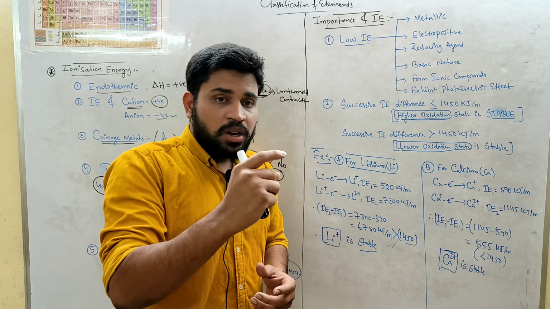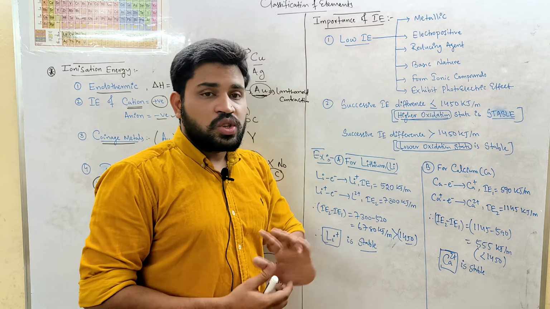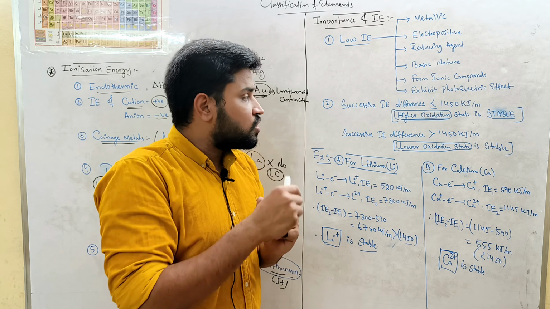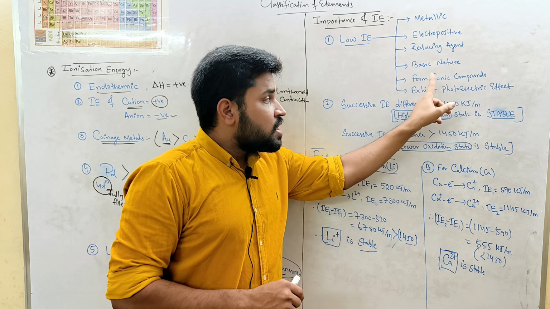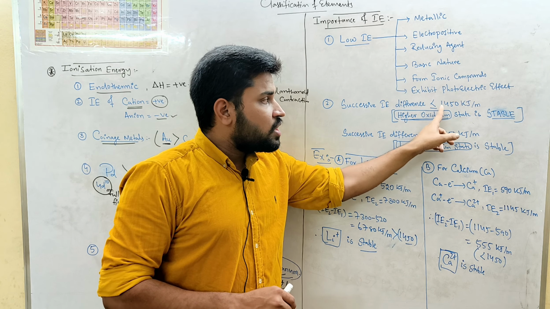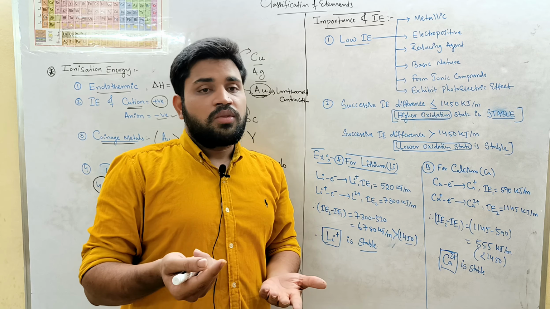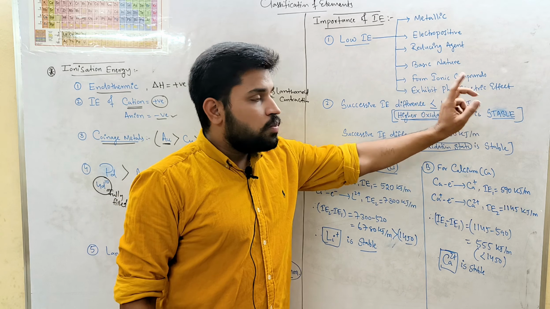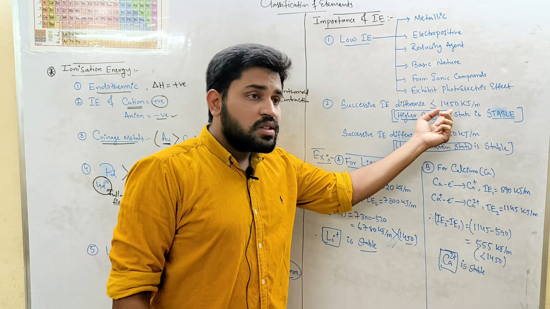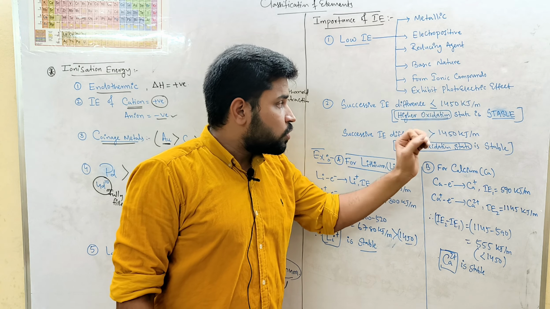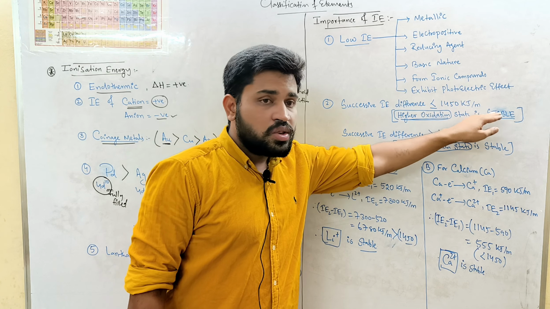For a metal, how many electrons have to be removed? That can be understood through the energy. How much energy is necessary? Are you getting my point? So in successive ionization energy differences, the energies can be measured in electron volts or kilojoule per mole. When the successive ionization energy difference is less than 1450 kilojoules, then the higher oxidation state is stable. Remember, higher oxidation state is stable.